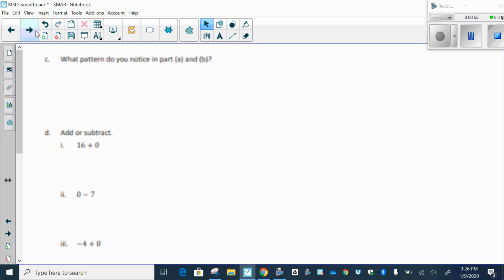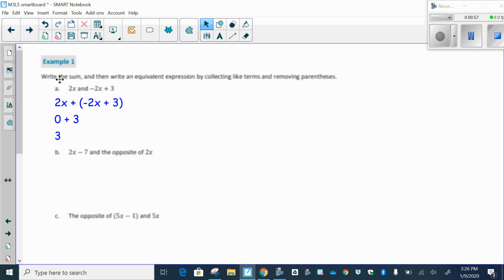Let's skip ahead a few pages and find where it says example 1, A. Write the sum and then write an equivalent expression by collecting like terms and removing parentheses. So it tells me 2x and negative 2x plus 3. It wants me to find the sum. So where the word and is, I change to plus. And after the word and is a group that I'm adding to 2x, so I have the parentheses around it.